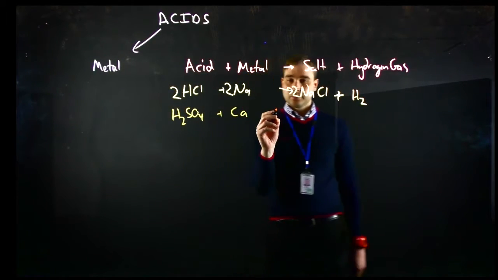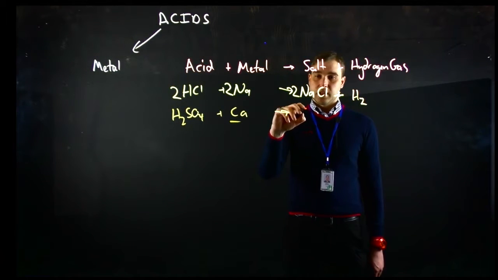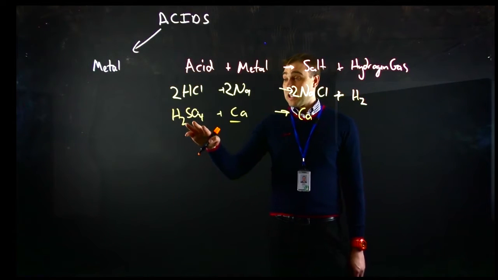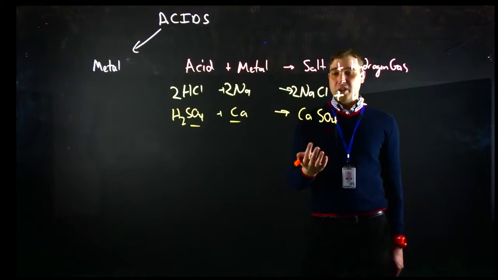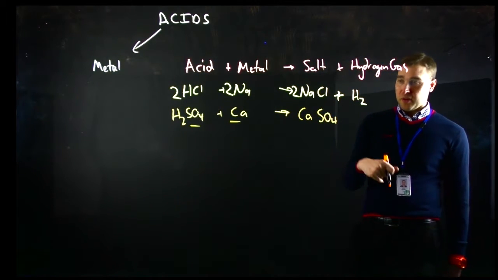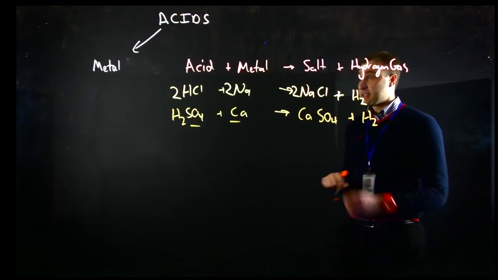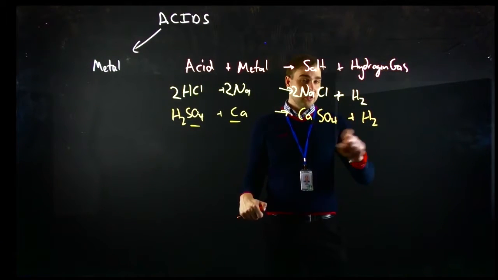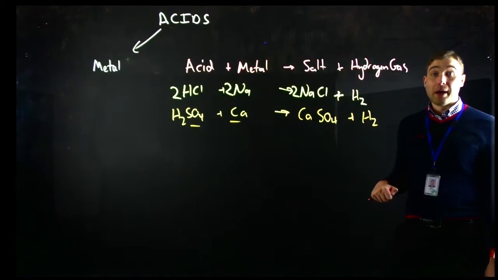plus calcium. So the metal becomes an ion, so we get the calcium ion to make up the salt. Negative part of the acid is the sulfate ion, SO4. Again, we're okay. Calcium makes a 2 plus ion, sulfate makes a 2 minus ion, so that balances out. Plus hydrogen gas. So let's see if we're balanced. H2, H2, 1 calcium, 1 sulfate, all balanced.